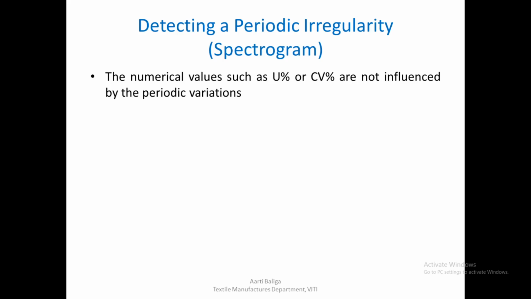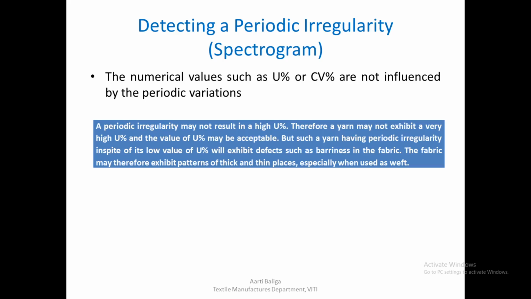So let us just see the background of how this spectrogram has come about. The numerical values such as U or CV are not influenced by periodic variations. That means CV or U percentage is really not able to give you an indication that any periodic variation exists. Therefore, a periodic variation will never result in a high U percentage.